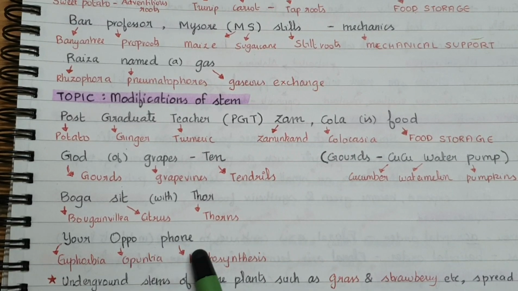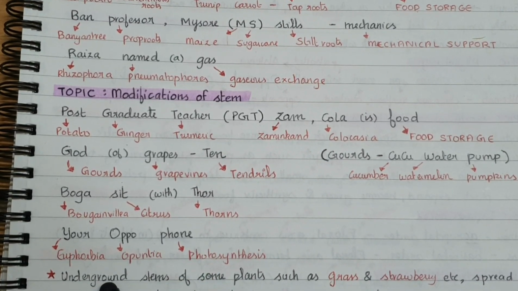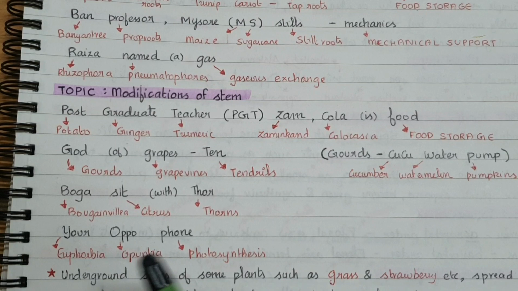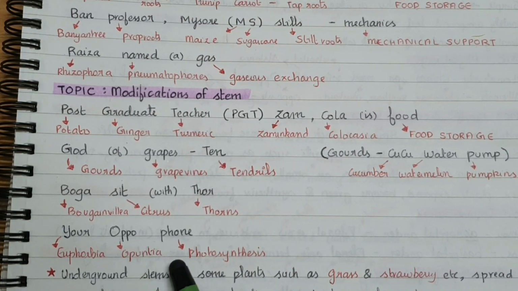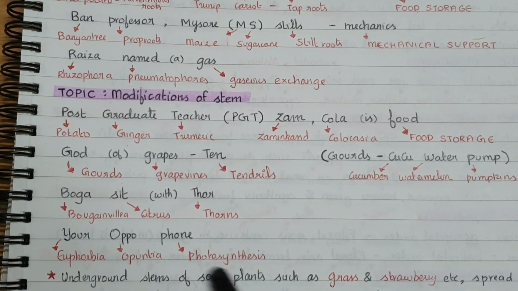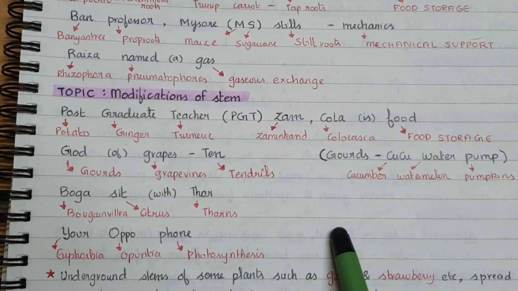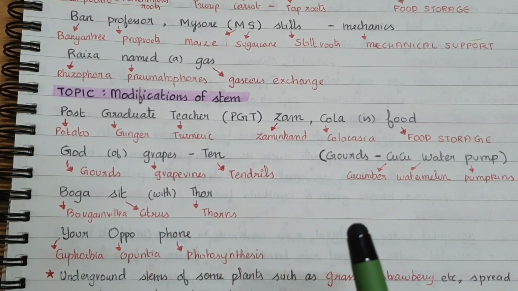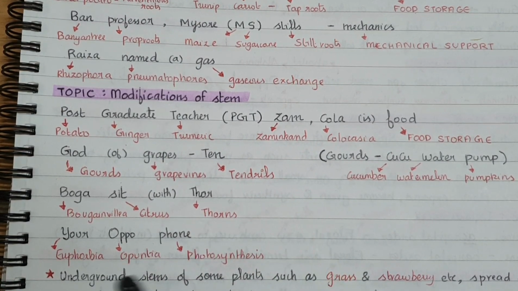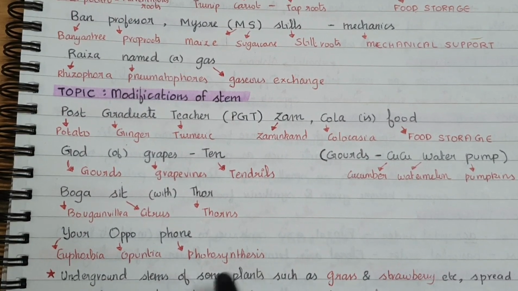Next is your opophone. Okay, so you are telling your friend about their opophone. That is euphorbia, opuntia have this function of photosynthesis. While you may just get confused with that cactus. Okay, well, cactus is not a modification of stem, while it's a modification of leaf. Okay, so euphorbia, opuntia, photosynthesis.